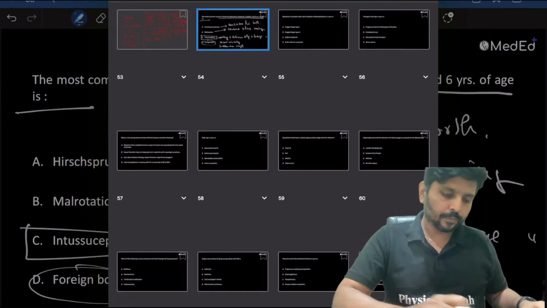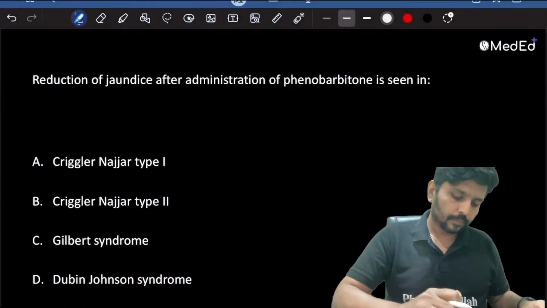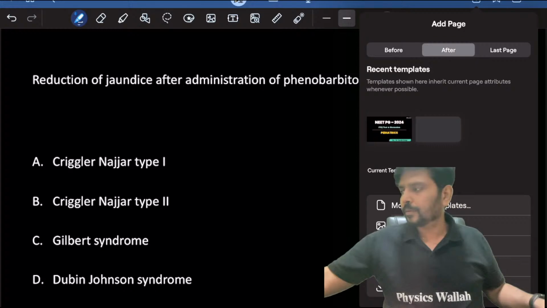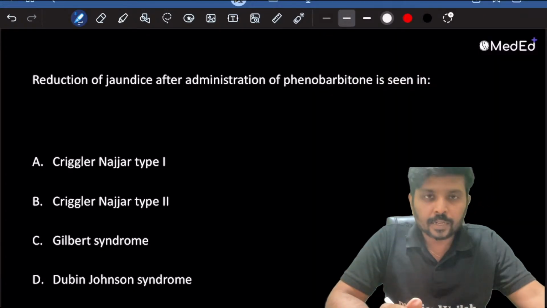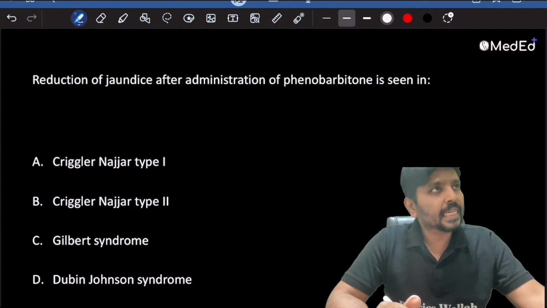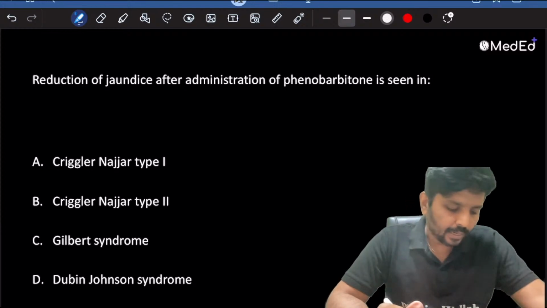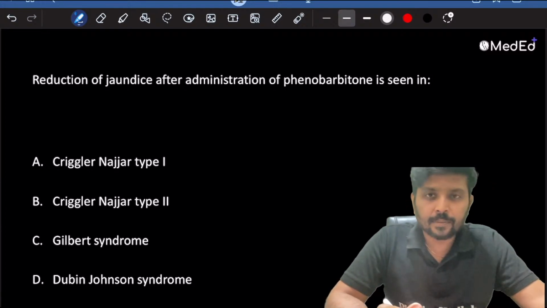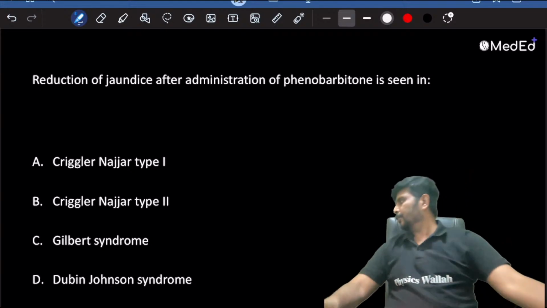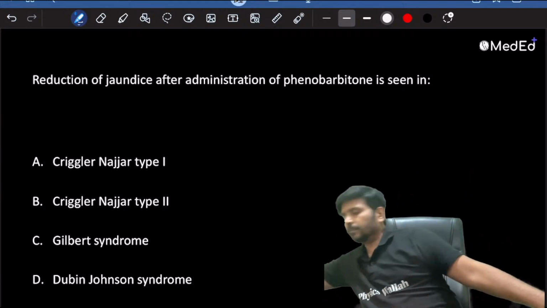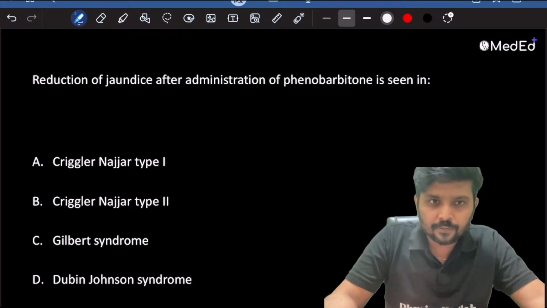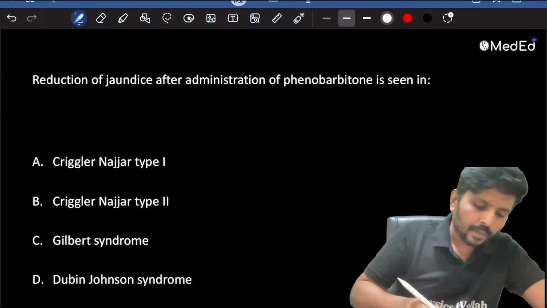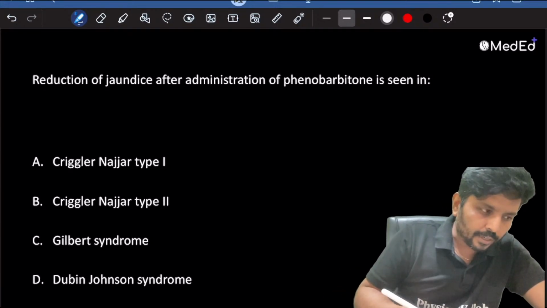Okay, now next question. Right. The reduction of jaundice after administration of phenobarbital is seen in. Remember when you need to consider.